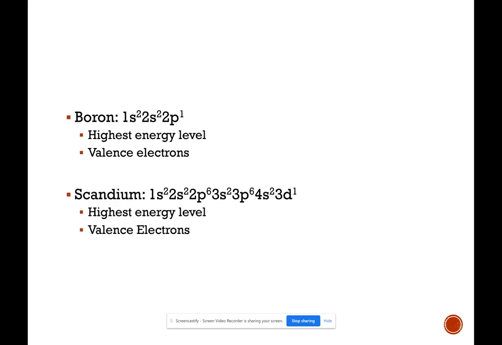So looking at the electron configuration of boron, boron's highest energy level is 2. And in that second energy level, I have 2 electrons in the 2s and 1 in the 2p. So boron has 3 valence electrons. Scandium, highest energy level is 4. It's not always the last one, right? It's just whatever the highest number is. So scandium's outermost energy level is 4. And in that 4th energy level, it has 2 electrons. So scandium has 2 valence electrons.